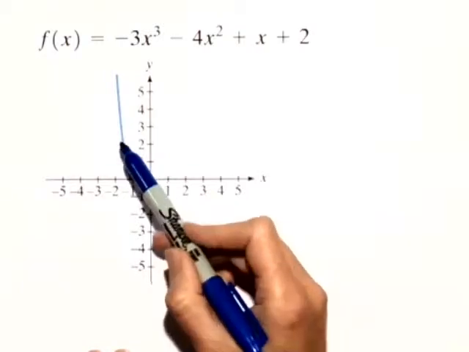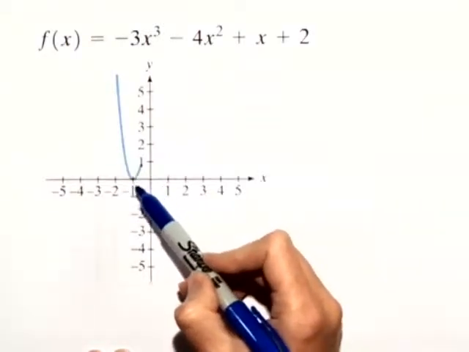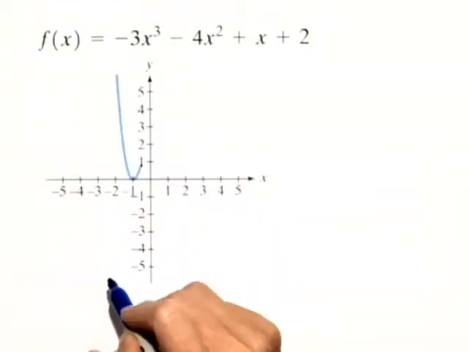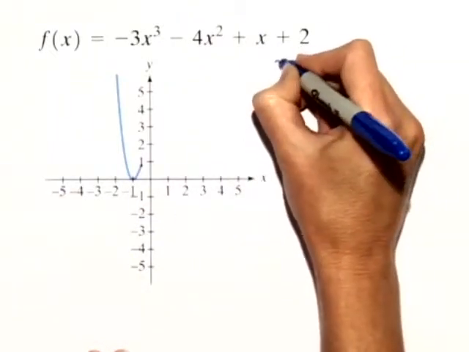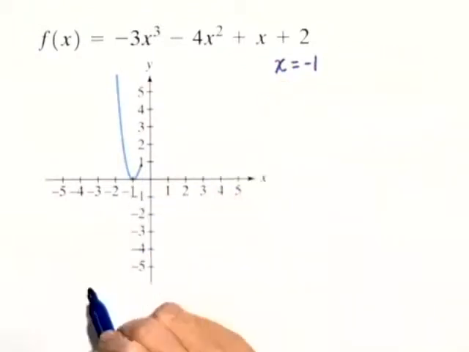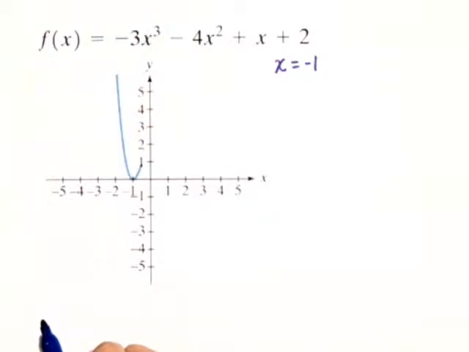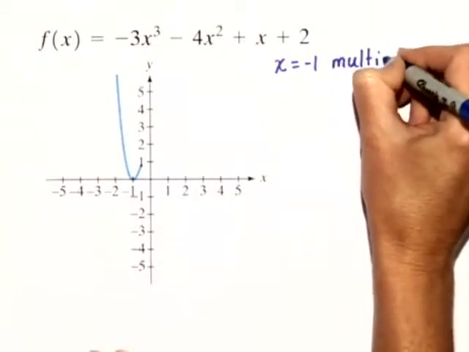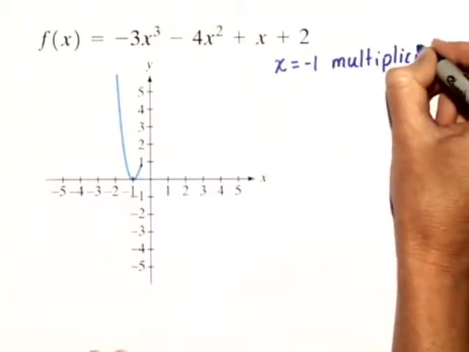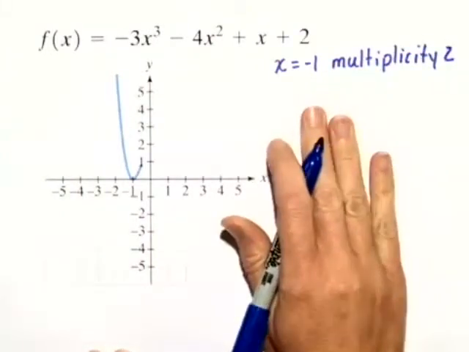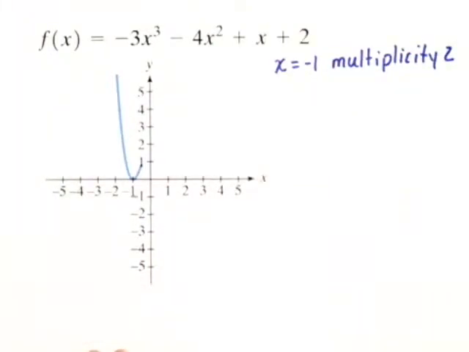And we can see that we just have part of the graph. We have an important part, though, because we can see that we have an x-intercept of negative 1. And we also see that the graph just touches the x-axis at negative 1. That means that x equals negative 1 is a zero of multiplicity 2. So we can use synthetic division to help us find the other zeros.